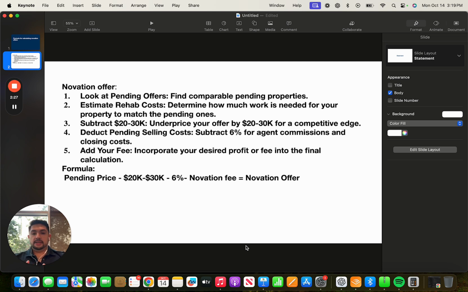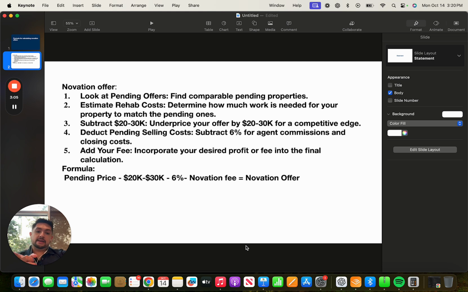Two, I look at the pending ones and see how much work mine needs to get there. If there's not a pending one, then I look at a nice ARV comp and say, okay, mine's apples to that. Is that one pending or sold? How much work does mine need to get to that point? Usually there are a lot of as-is properties that are pending, and I like those. Whenever I find something as-is that looks like my property, and it's pending within 30 days, I'm like, awesome.